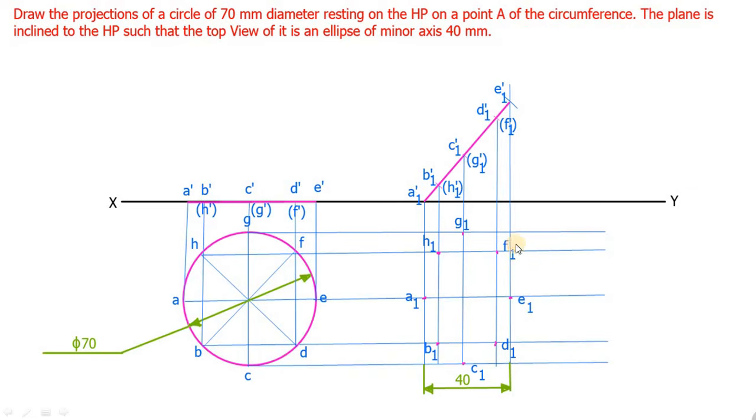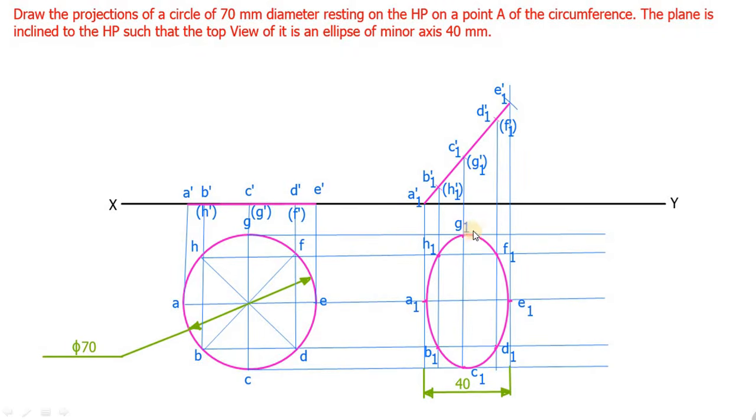Now take an HB pencil, join smoothly A1, H1. It should be a smooth curve. Keep in mind you are going to draw an ellipse. They have already given that the top view is an ellipse, so you have to connect all the points to form an ellipse. See here, I have connected all the points such that the top view is an ellipse of minor axis 40. Clear?